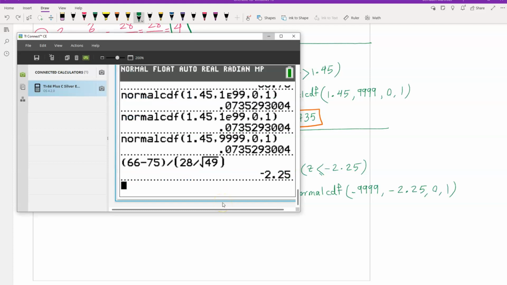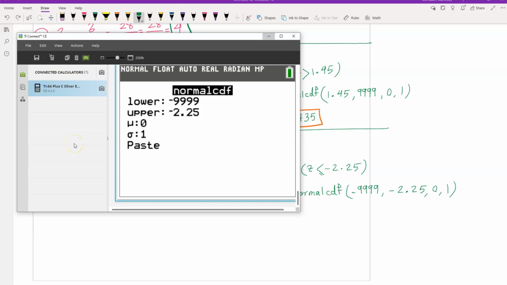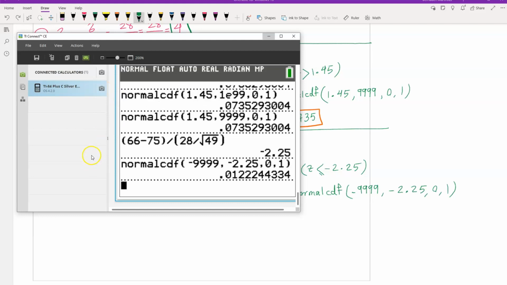So we have to enter negative 9.999, negative 2.25. Enter, enter, enter. And here is the answer, rounding to 4 decimal places, 0.0122.